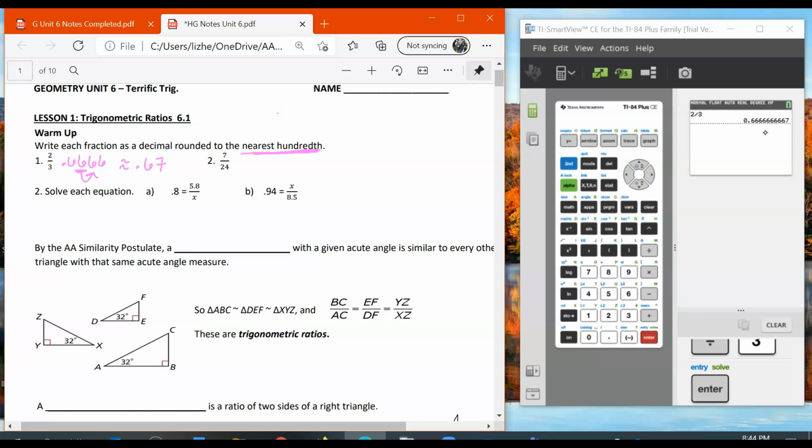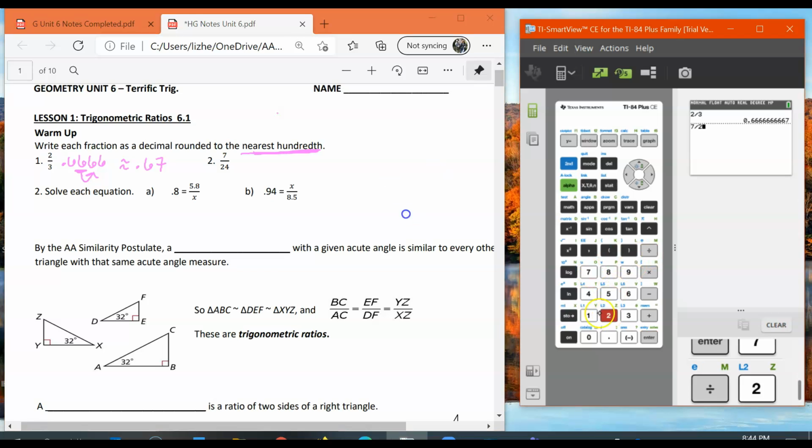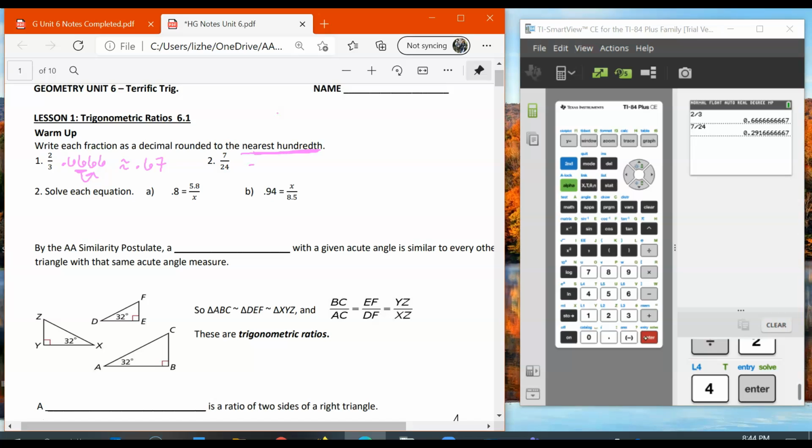7 divided by 24 gives us 0.2916666. So this gives us 0.291666. Nearest hundredth is right here. Look at the number in front, which is a 1, so we will not move up for this one. So we will say 0.29. So make sure you round very accurately when you do your trig.